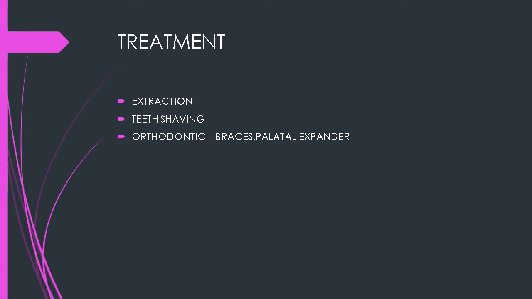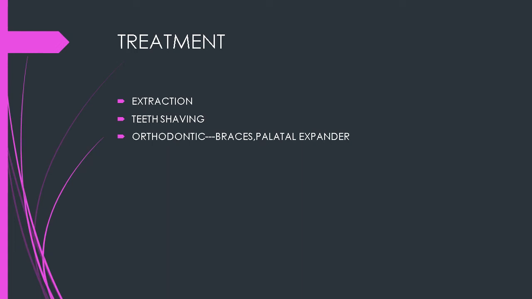Now, what are the options for macrodontia? There are three to four options that you can do to treat the condition. Number one is either extraction, or you can do teeth shaving. You reduce the size of the tooth using the handpiece and special kinds of burr. So this is called teeth shaving.